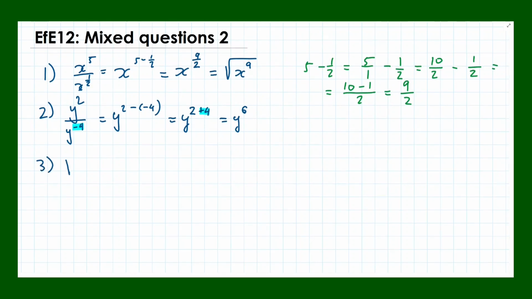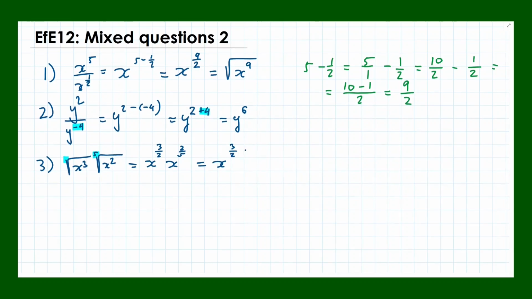Third example, square root of x cubed multiplied by fifth root of x squared. Now the trouble here is that the roots are not the same. So I can't really do anything with these roots. What I need to do, I need to rewrite them as powers. So x is going to be to the 3 over 2 power and the second x is going to have the 2 over 5 power. And now I have got the same bases with different powers. All I need to do is add them together.